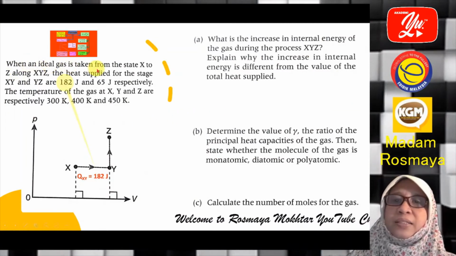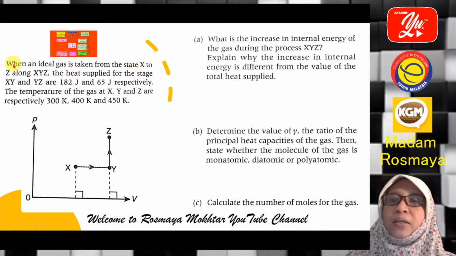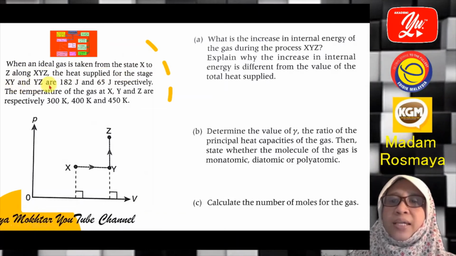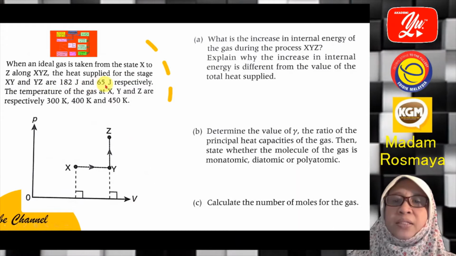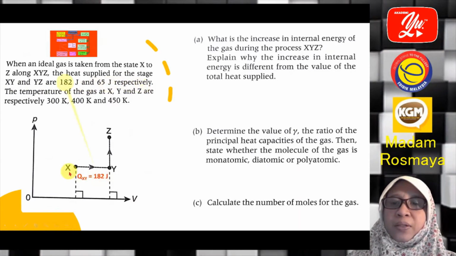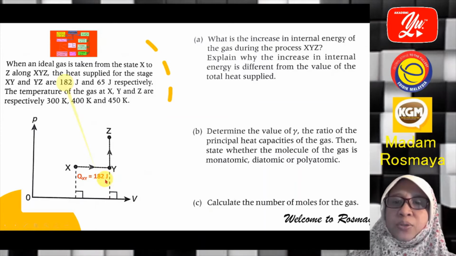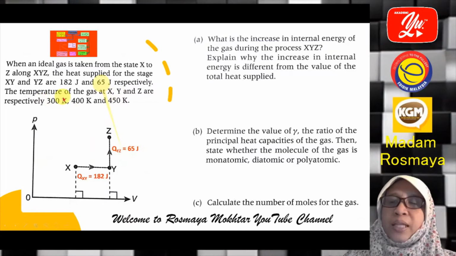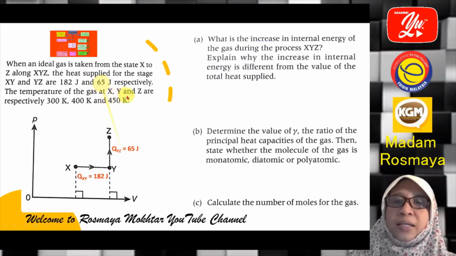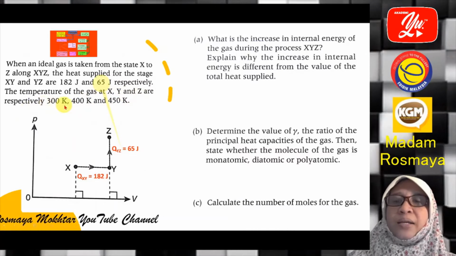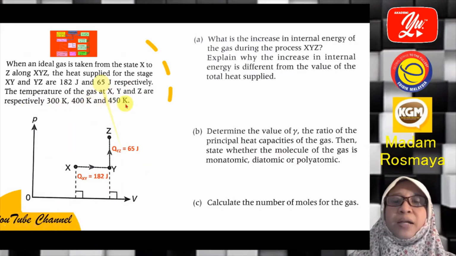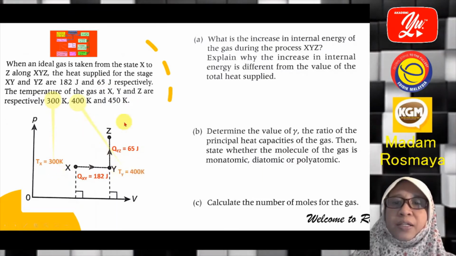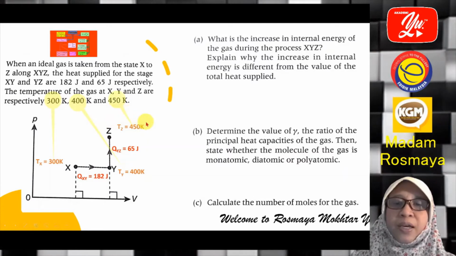When an ideal gas is taken from the state X to Z along XYZ, the heat supplied for the stages XY and YZ are 182 joule and 65 joule respectively. So here X to Y is 182 joule and Y to Z is 65 joule. The temperatures of the gas at X, Y and Z are respectively 300 Kelvin, 400 Kelvin and 450 Kelvin. So here is 300 Kelvin, here is 400 Kelvin and at Z is 450 Kelvin.